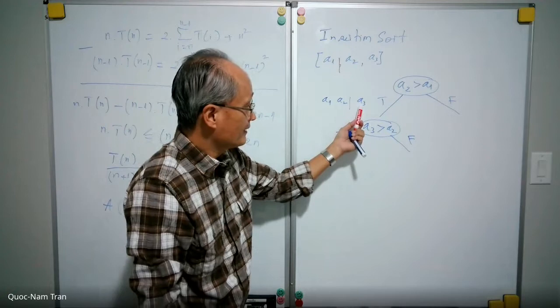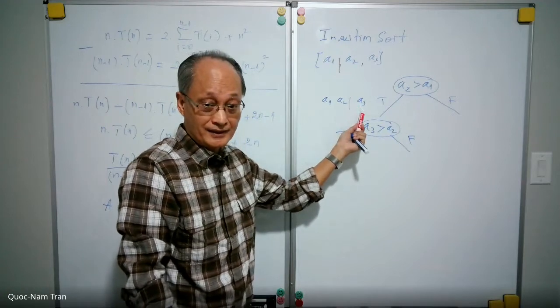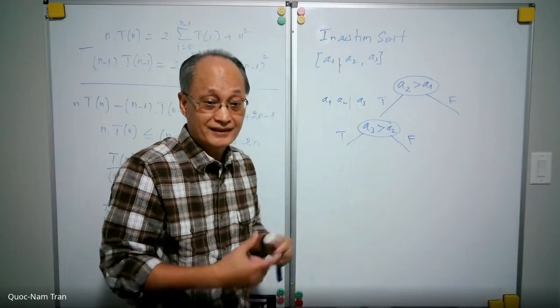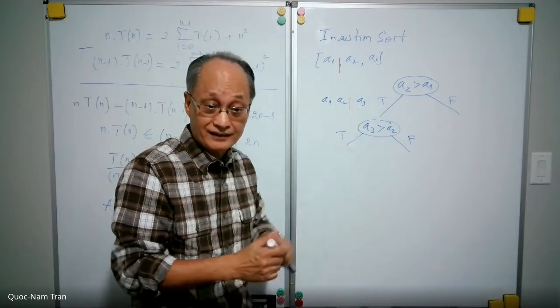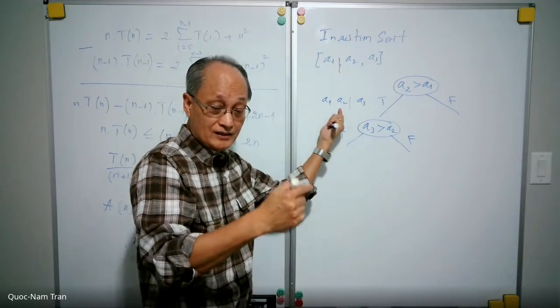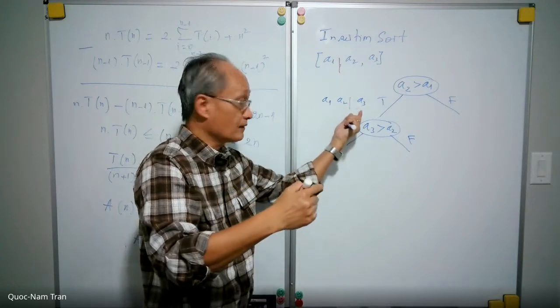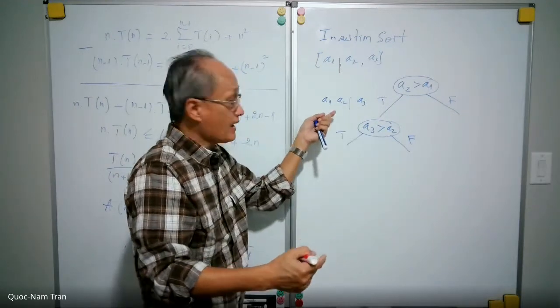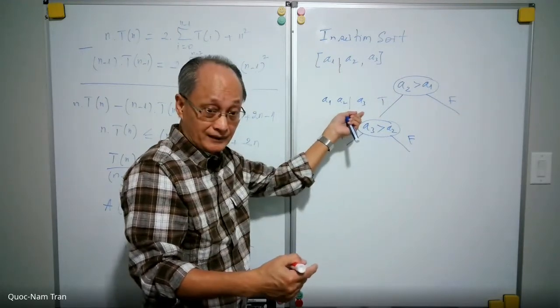It means A3, no comparison. Yes, very good. Okay, the array is already sorted, right? Because A3 is bigger than A2, so it's in the right place. So that's it. This list A1, A2, A3 is sorted, right?